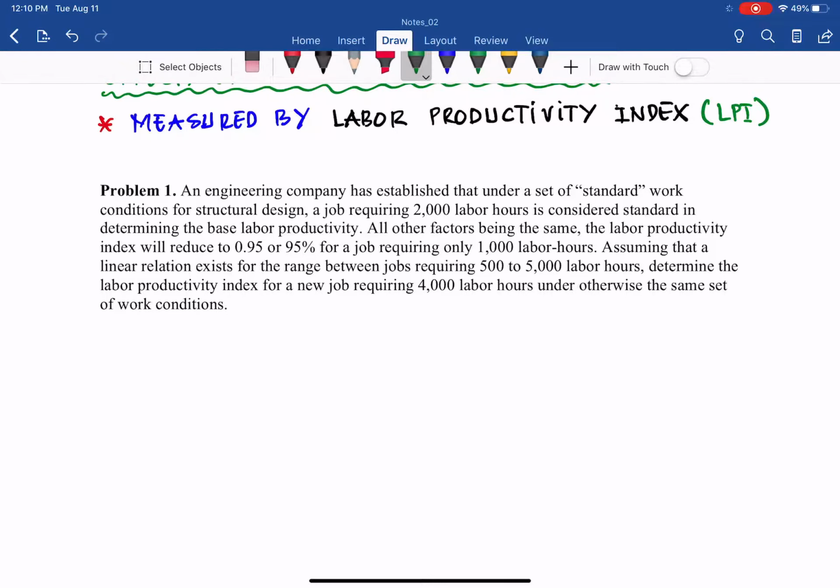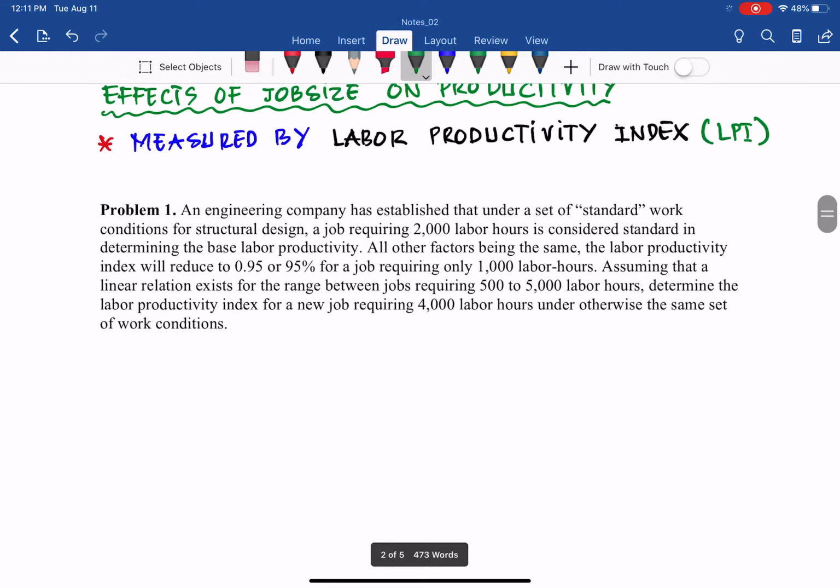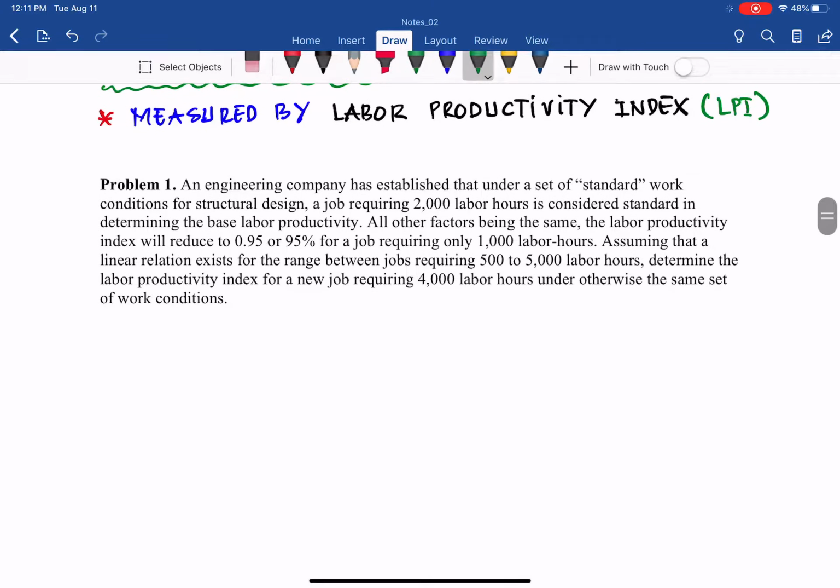Assuming that a linear relation exists for the range of the job between 500 labor hours and 5,000 labor hours, they want us to determine the labor productivity index for a job that has 4,000 labor hours, which is double the labor hours of a standard structural design job. For this, the easiest way is to draw a graph of the relationship between the job size and the labor productivity index.